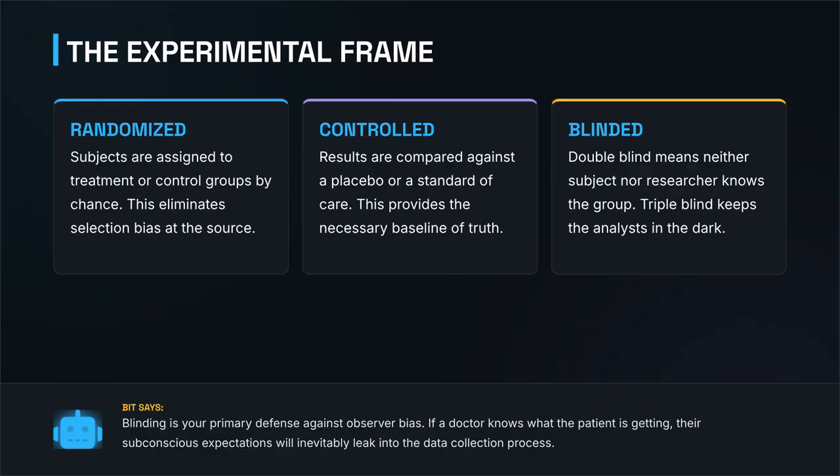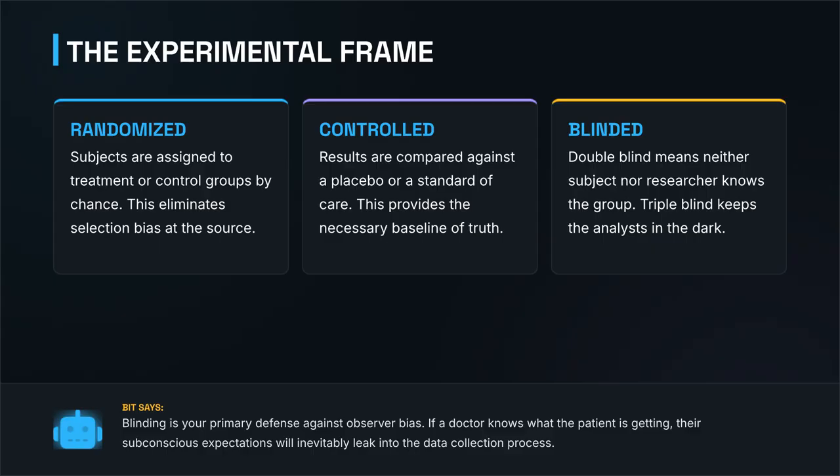The core foundation of this entire module is the experimental frame. Experimental studies in humans compare the therapeutic benefits of various active interventions. The overall quality and legal validity of this scientific frame relies heavily on three absolute pillars. It must be randomized, it must be controlled, and ideally it must be blinded. BIT says blinding is your primary defense against observer bias.